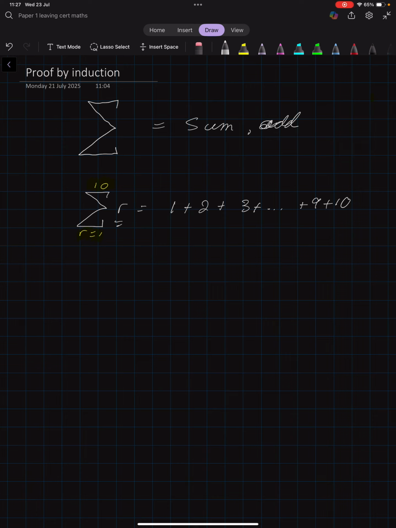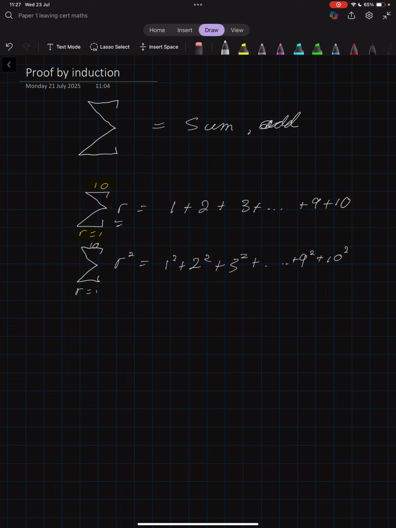And again, if we had something different, maybe sigma r squared, from r equals 1 to 10, this basically just means you add up 1 squared plus 2 squared plus 3 squared up to 9 squared plus 10 squared. That's all. Okay? So that's basically all that means. So not too bad. It's just notation. So please don't get too bogged down. That's all it is. It's just a way of writing something.